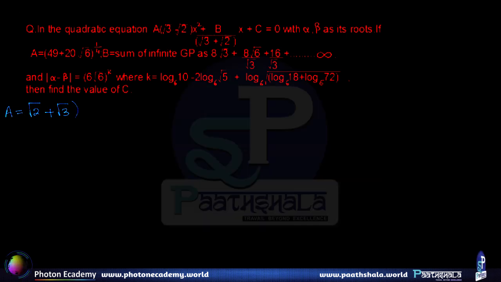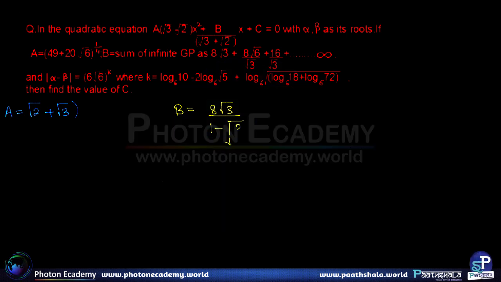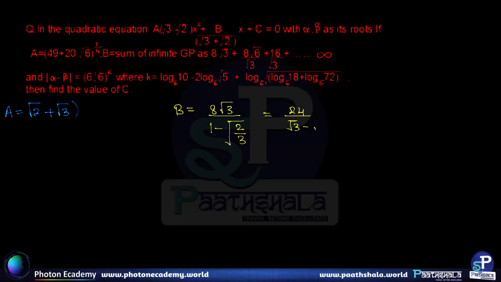So that is a common ratio and we know the formula for the sum of infinite GP, right? So b is equal to the first term upon 1 minus the common ratio. So that is under root 2 by 3. So this will become 24 upon root 3 minus root 2. Okay, so this is the value for b. b is equal to 24 upon root 3 minus root 2.